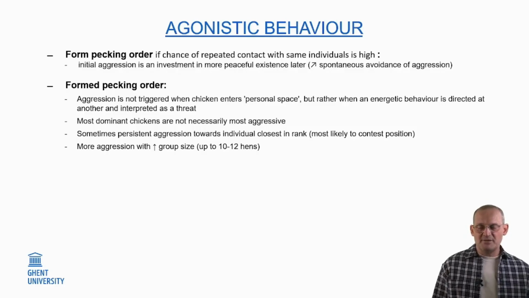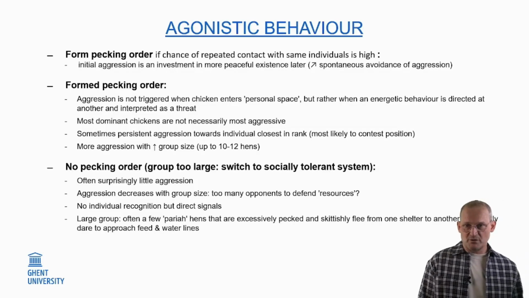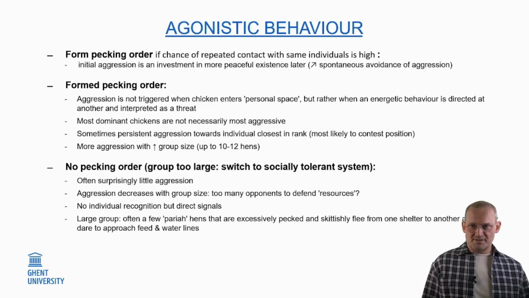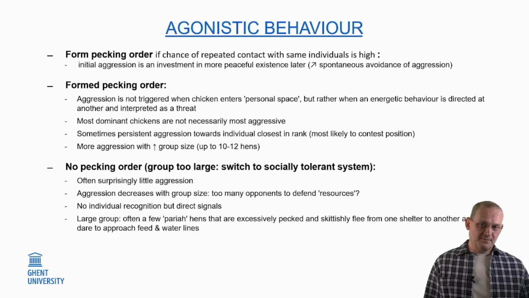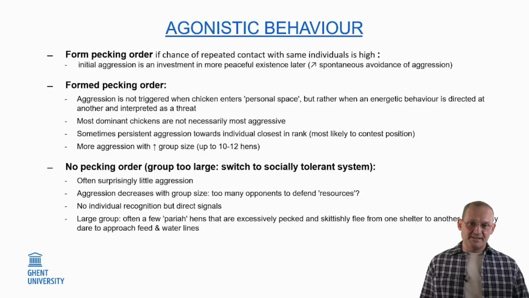And if there is a pecking order, we tend to see an increase in the risk of aggression the larger the group becomes, up to 10 to 12 hens together. With lower group sizes than that, we see lower levels of aggression. But if there's no pecking order because the group is too large, they switch to a socially tolerant system, which has surprisingly little aggression.